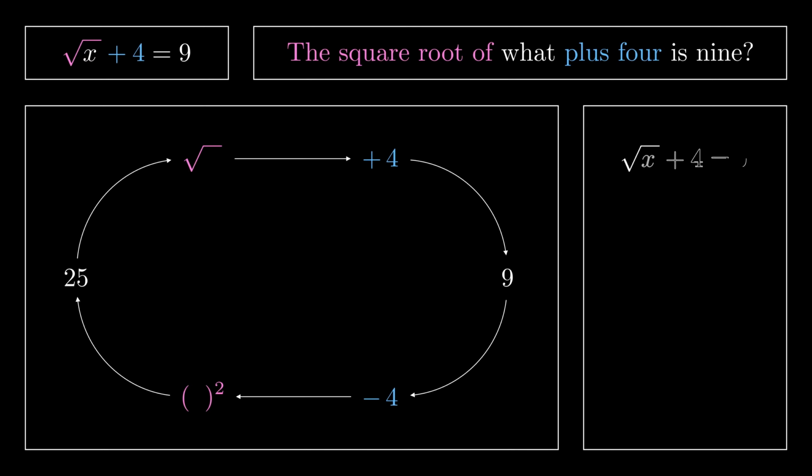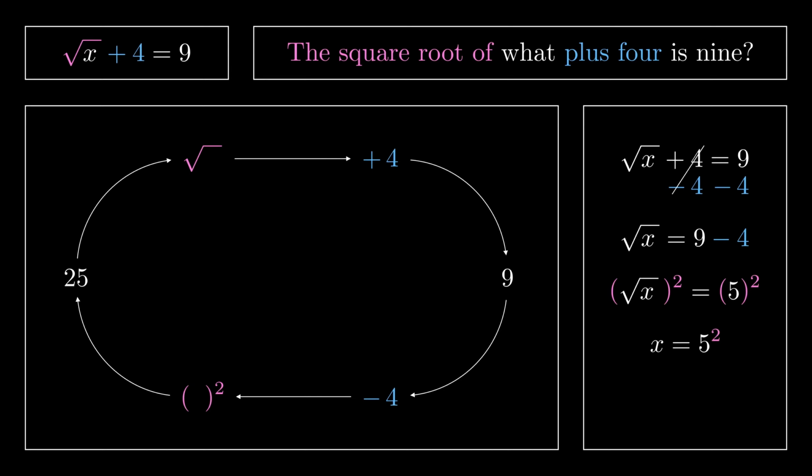Here's how you would write this. Start by subtracting 4 from both sides. Cancel out the 4s on the left. Bring everything else down. Evaluate 9 minus 4, which is 5. To get rid of the square root, the inverse is the square, right? The power of 2, second power. Do that to both sides. That cancels out. Bring down the x. The 5 squared, 5 times 5 is 25, and that's the answer.